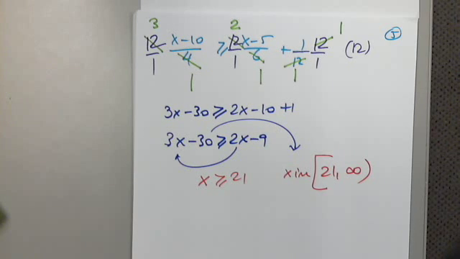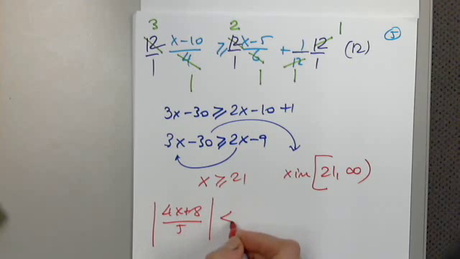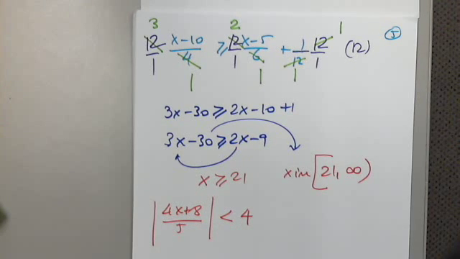Can we move on? Do we want other problems? Any questions here? Anything? Okay. So the absolute value of (4x plus 8) divided by 5 is less than 4. What type of inequality is this?